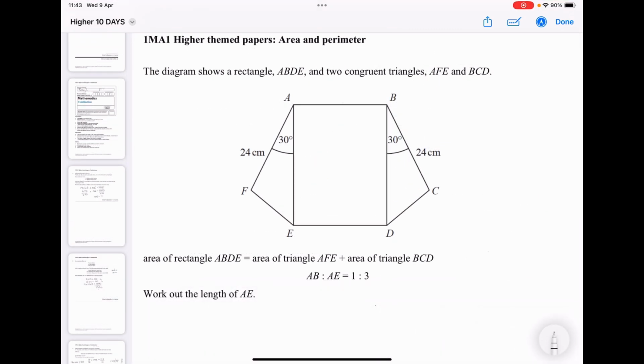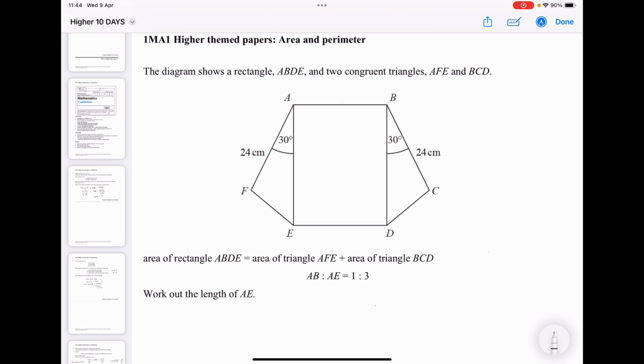Okay, next question. A diagram shows a rectangle ABDE and 2 congruent triangles AFE and BCD. Area of rectangle ABDE is equal to area of triangle AFE plus area of triangle BCD. AB to AE equals 1 to 3. Congruent means they're both the same, so the area of the 2 makes the one in the middle.